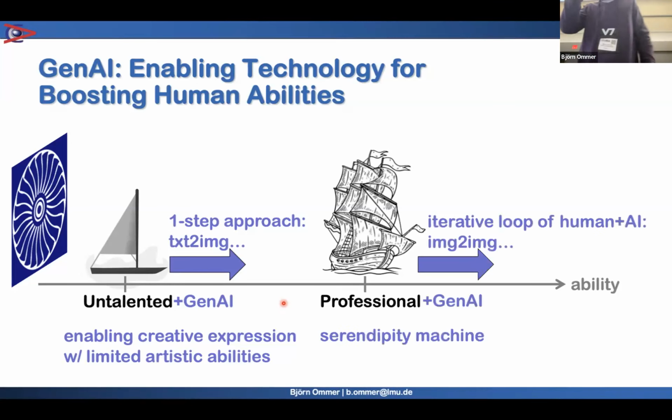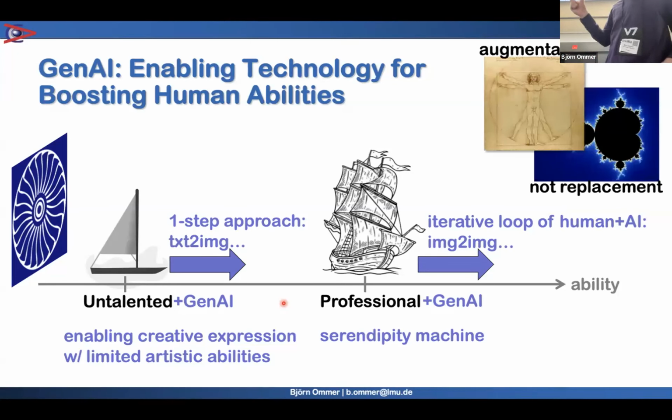And you can take the professional and, with generative AI, essentially with iterative approaches where the human is in the loop with the AI and the other way around, image-to-image synthesis and the like. Turn this into a serendipity machine, something where an artist can very quickly see a lot of different renderings next to one another and then get the different crazy ideas that they might have had distilled next to one another and say, like, hey, I want to combine this and that and that. And with that, it becomes a very powerful tool also for the professionals.